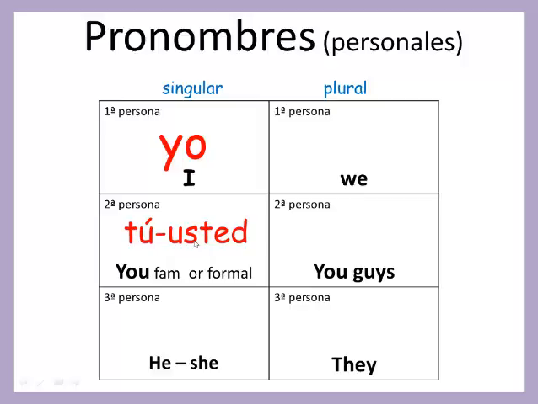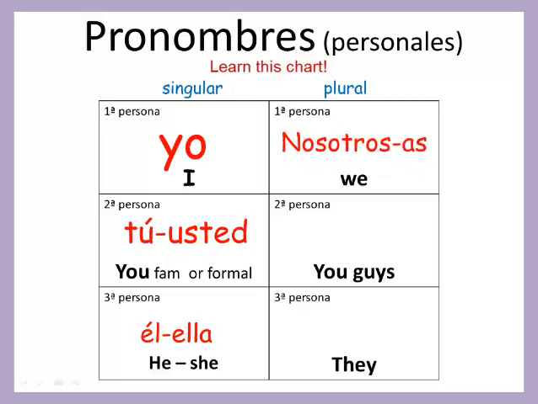Remember, usted is only used formally in Spain, and in Central or South America, the usted form can be used formally or informally to address people. Third person, we've got él or ella, so él is the masculine form, and ella is the feminine form, he or she. Okay, and then here we go, we've got the plural form of first person, we've got nosotros. That's we, and that would be either only a group of males or a mixed group with at least one male in it, and then the nosotras form, which would be a group of only females.